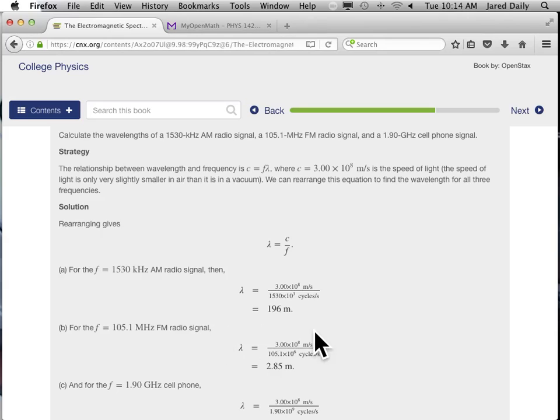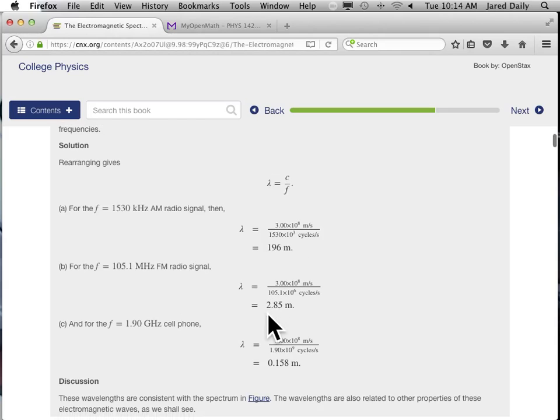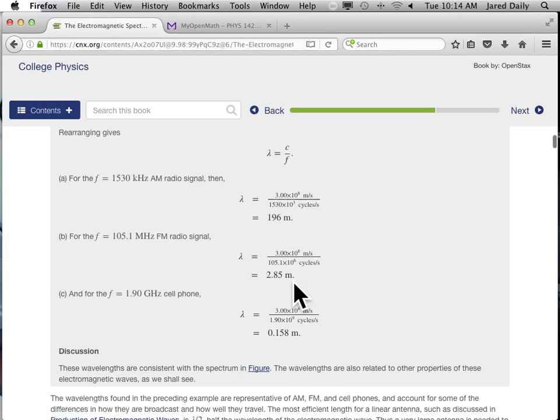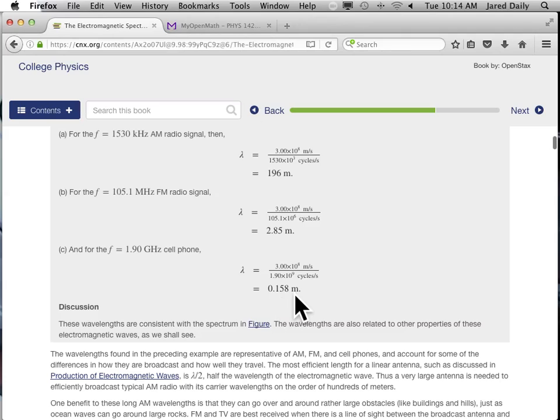So you can calculate the wavelength of, say, a 1530 kilohertz AM radio station. That's 1530 times 10 to the 3 cycles per second, or hertz, and you take your 3 times 10 to the 8 and divide by your frequency, and you get the wavelength. 196 meters for the wavelength of an AM radio station. For FM radio, quite a bit shorter, 2.85 meters, right? For a cell phone, 0.158 meters, 15 centimeters, right?